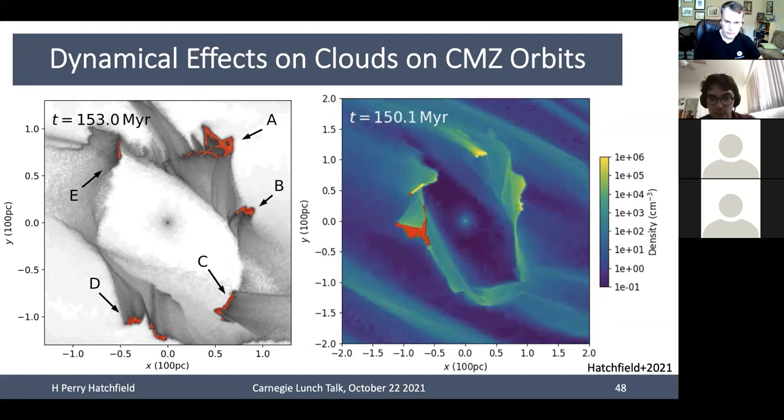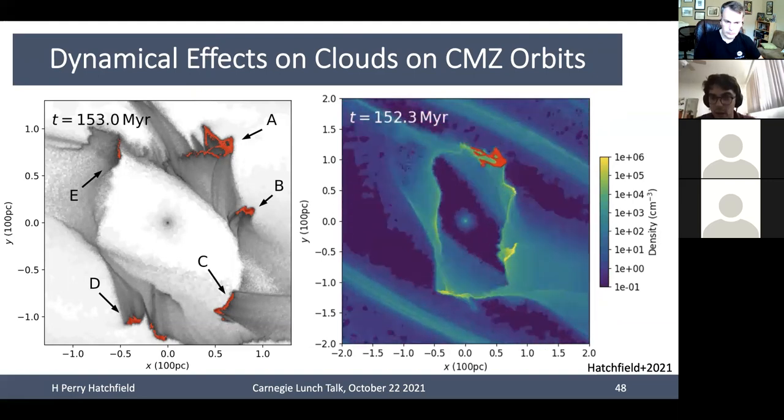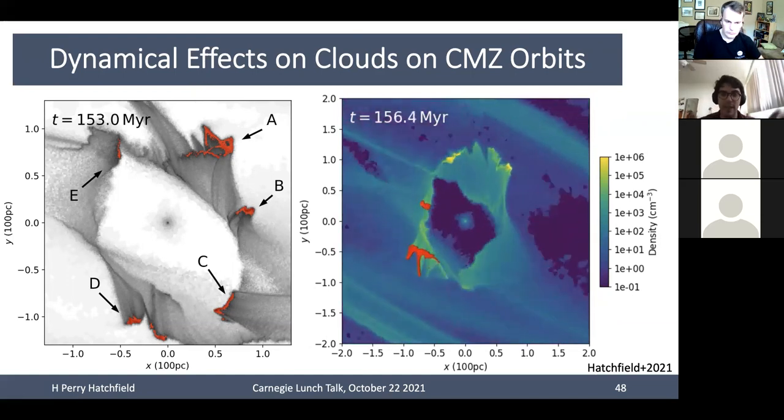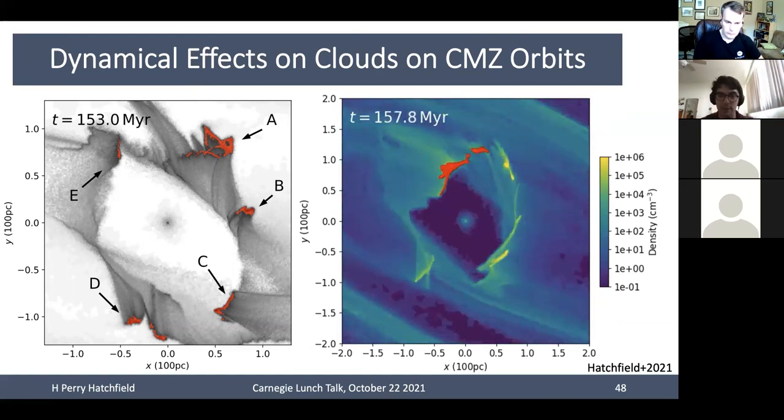So here's a little video of one of these clouds going on its orbit around the galactic center. You can see that it fragments into other clouds, which then collide with each other and refragment later on. And there are collisions with the inflowing material that occurs at the apocenter of the cloud's orbit. I'll specify particularly that it happens at the apocenter because that ends up being a little bit important.